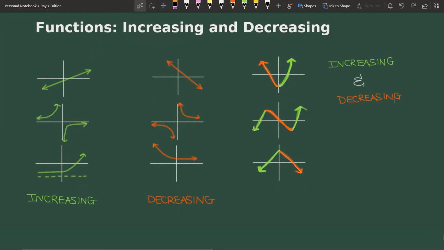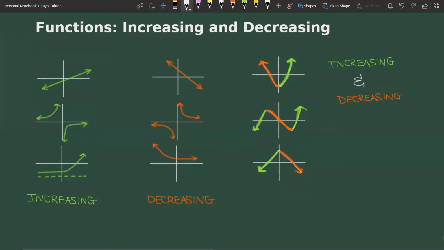So let us first look at the first case, with increasing. These three graphs over here in green are considered increasing functions. What makes a function increasing is if the overall slope is positive. In the first case, we have a straight line which has a constant positive slope, so that is increasing. As your x values increase, so do your y values.